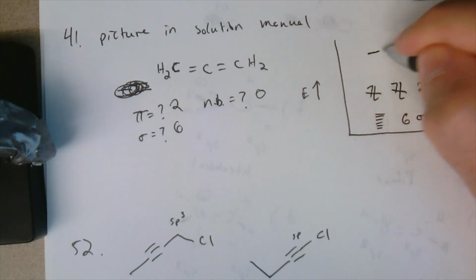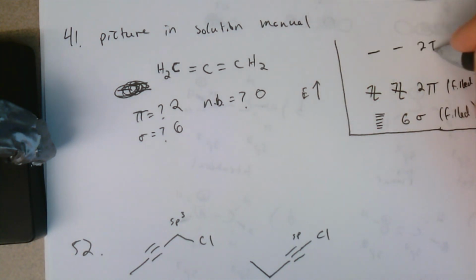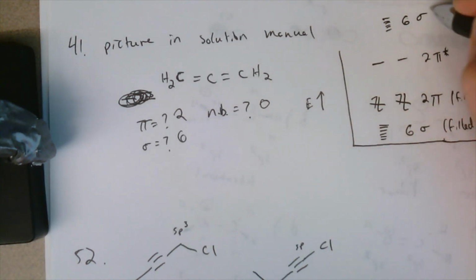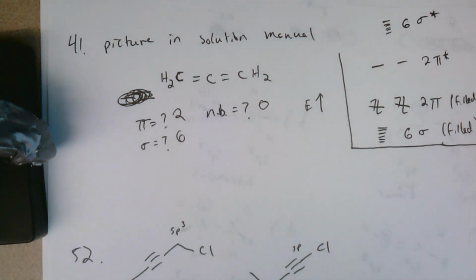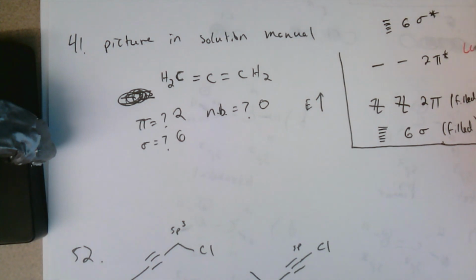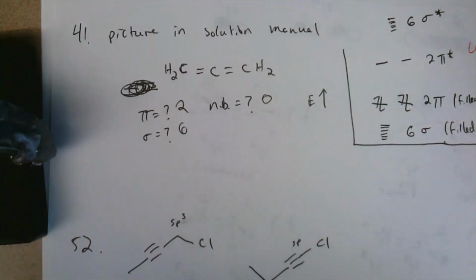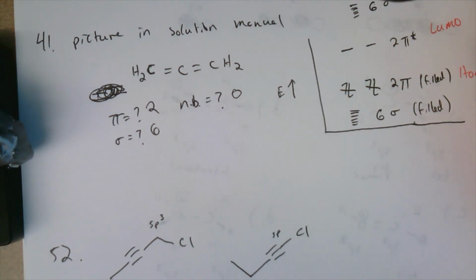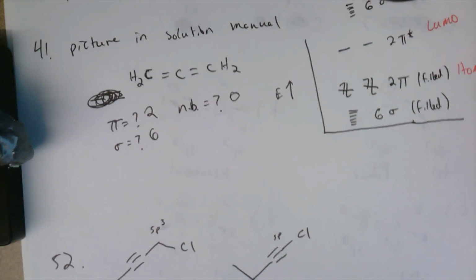Okay, then I have my pi star level. So 2 pi anti-bonding, which are empty. And then finally 6 sigma anti-bonding, which are also empty. So this is my MO picture. Okay, this would be my LUMO, the lowest unoccupied molecular orbital, and then my HOMO would be this one, my highest occupied. Okay, so pretty simple compared to what we did in 241. Pretty simplified.